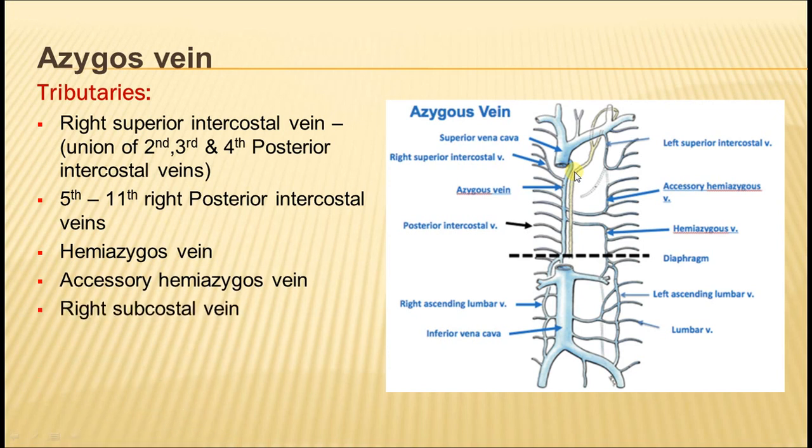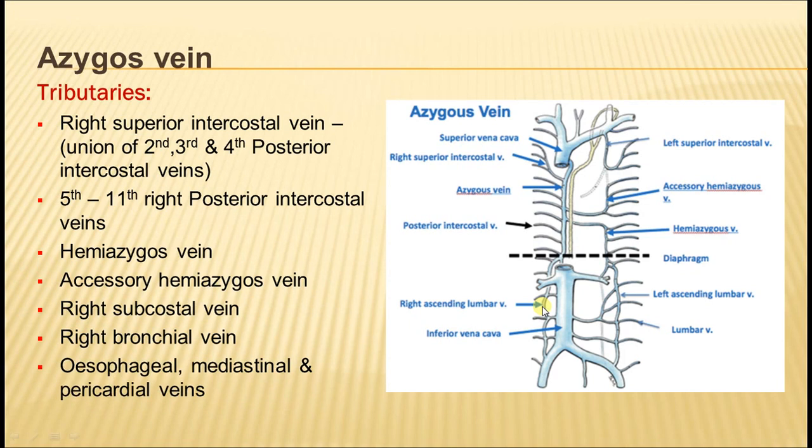Then you have the right subcostal vein, that is a formative vein. Of course your ascending lumbar vein. Then you have bronchial veins and some veins from the esophagus, mediastinum and pericardium. Esophageal, mediastinal and pericardial veins also drain into this azygos vein. And as I told you, one of the formative veins is the right ascending lumbar vein. So these are the tributaries of the azygos vein.